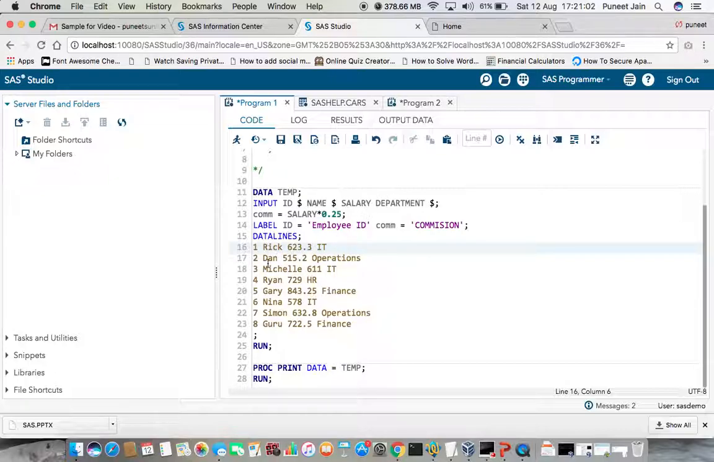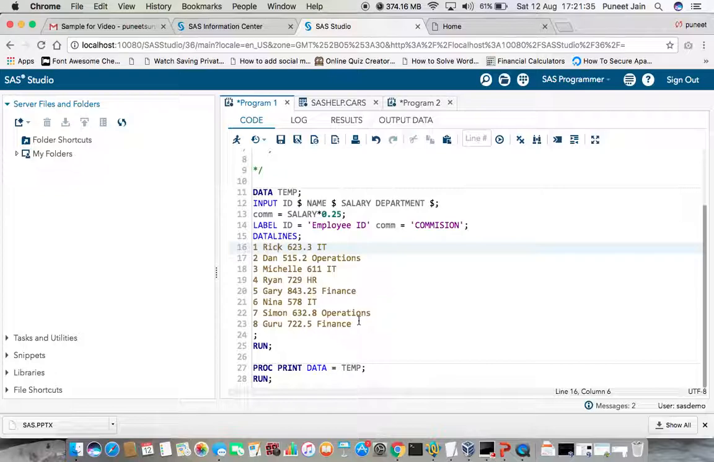Similarly, ID is 2, name is Dan, salary is 515.2, department is operations, and so on till point number 8. Right. Now what happens in SAS? SAS does not understand any other language except a dollar language. Dollar is also for the currency purpose only. SAS does not take any currency except dollar because it was first of all created in the US, plus US dollars is considered as a universal currency which can be bartered in any country.